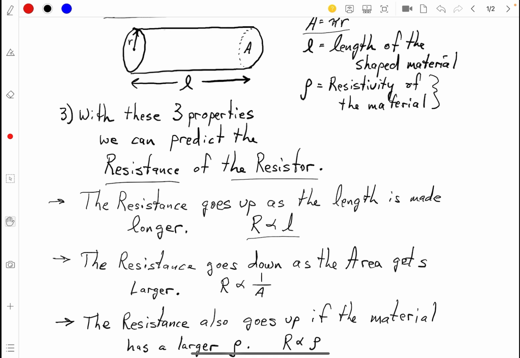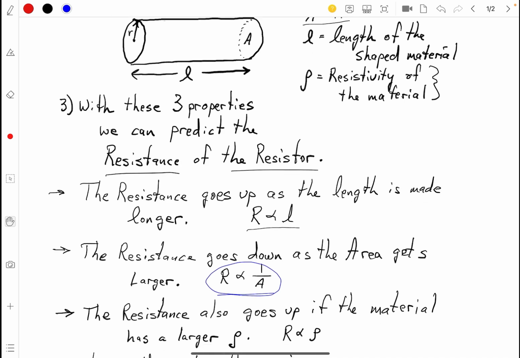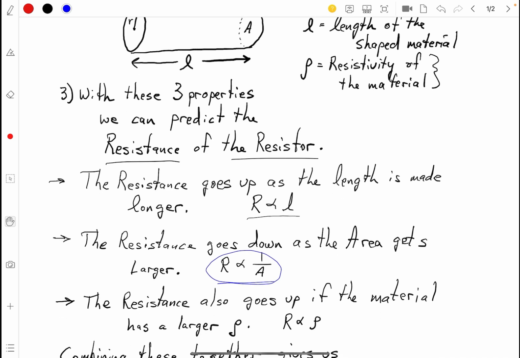So that leads us to this right here. I'll start using a different color. That leads us to this one right here. It's kind of obvious that if the resistivity of the material goes up, then our resistance is going to go up too.